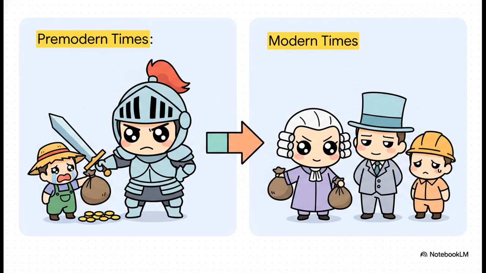In pre-modern times, the powerful basically just took wealth by simple physical force. But as America modernized, that exploitation got a disguise. It was now accomplished through a legal system that looked totally neutral and fair on the surface, but was actually engineered to favor men of industry at the expense of everyone else.